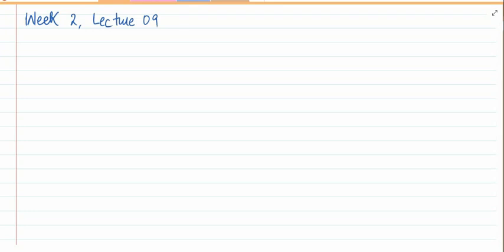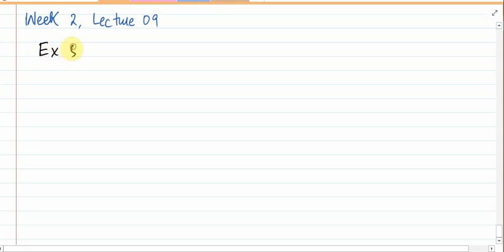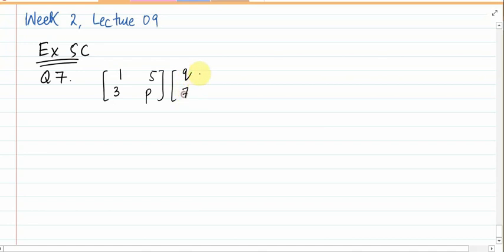In today's class, we are going to continue with the same exercise 5C. Till question number 6 we had done in last class. So today we are going to start with question number 7, right? The question says the matrix [1, 3; 5, P] times the matrix [Q; 7] is equal to [50; 35]. Find the value of P and Q.